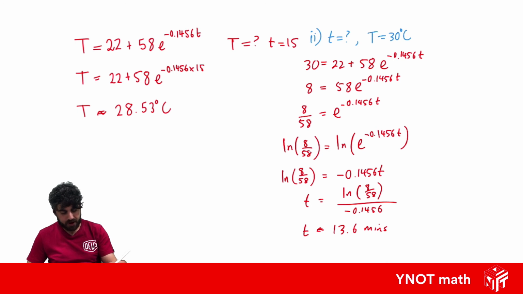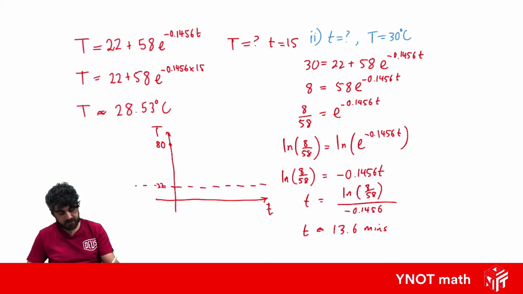And if we were to graph this over time, we'd see we have our t-axis, our little t and our big T, and we had a starting temperature of 80 and the environmental temperature of 22, which actually acts as an asymptote, and this is an exponential function decaying towards that 22-degree value of the environment.